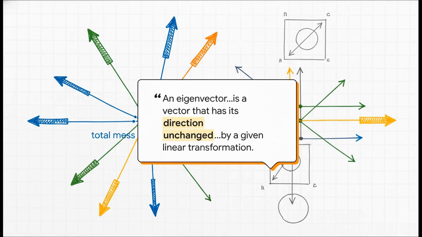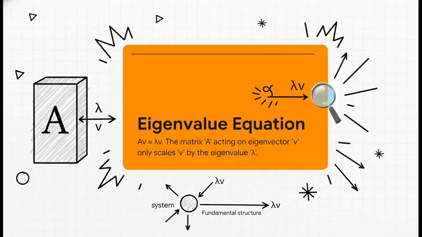See, most of the time, when you push a vector through a matrix, it gets twisted and turned all over the place. It comes out pointing in a completely new direction. But not these guys, the eigenvectors. They sail right through, pointing in the exact same direction. They might get stretched or squished, but they don't turn. They hold their line. And this little equation right here, AV equals lambda V, this is it.